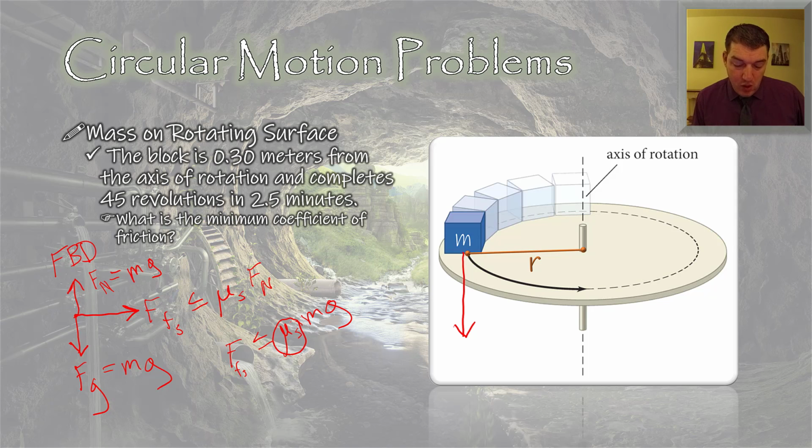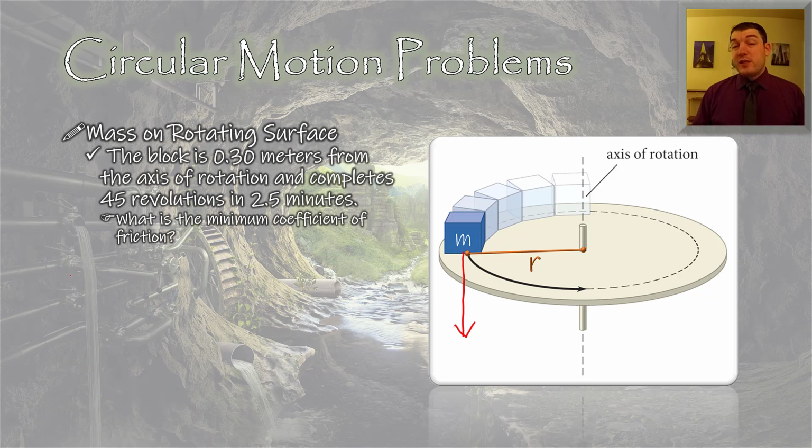What we're really saying is, what's the minimum coefficient of friction we can have so that the maximum force of static friction is just enough to keep this mass rotating on this disk as shown. Based on the free body diagram, we know that the force of static friction is less than or equal to mu of static friction times mg.